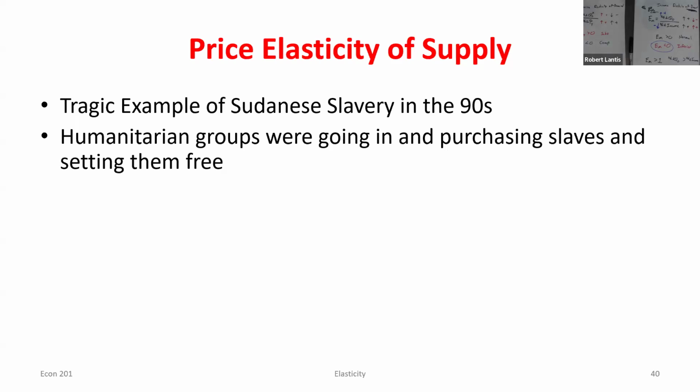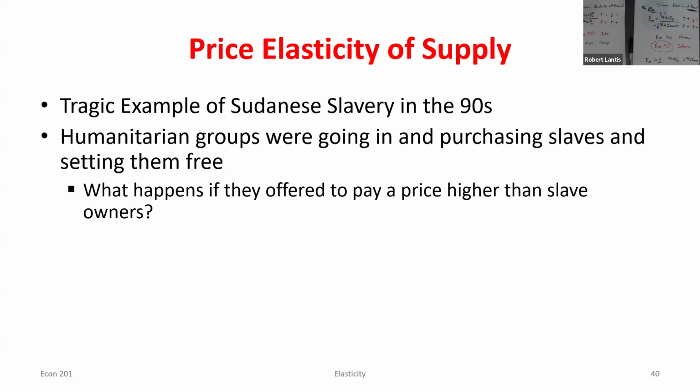So they're going over, they're willing to buy, right? Pay for these slaves' freedom. That seems like a really good thing, right? But what happens if there's more people willing to buy these slaves' freedom? Price is going to go up, right?